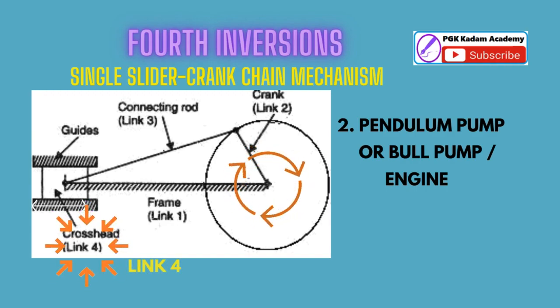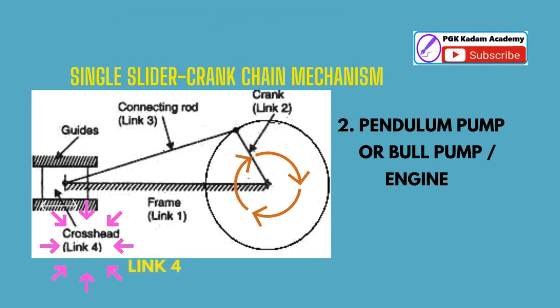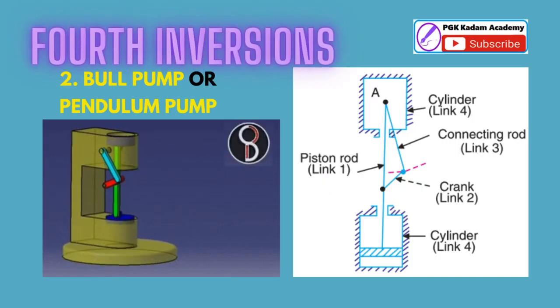2. Pendulum pump or bull engine. In this mechanism, the inversion is obtained by fixing the cylinder or link 4, meaning sliding pair, as shown in figure. In this case, when the crank, link 2, rotates, the connecting rod, link 3, oscillates about a pin pivoted to the fixed link 4 at A and the piston attached to the piston rod, link 1, reciprocates. This type of pump, which is used to supply feed water to boilers, has two pistons attached to link 1, as shown in figure.